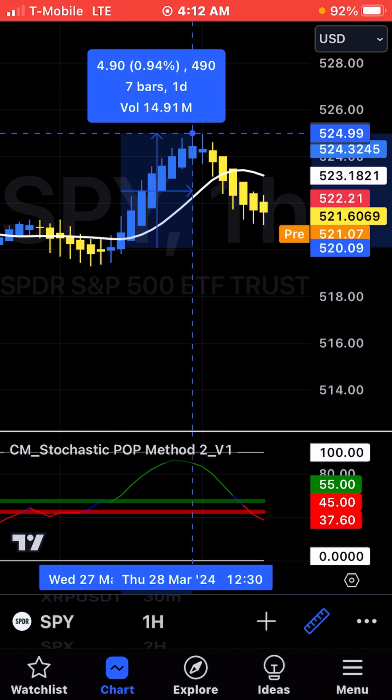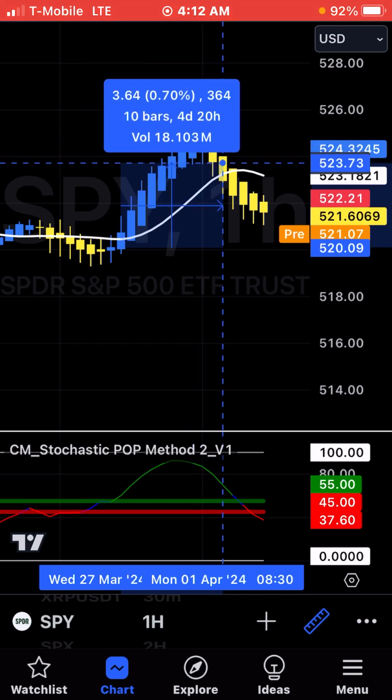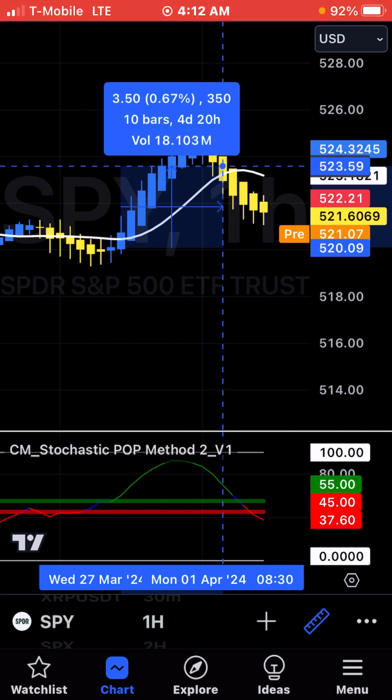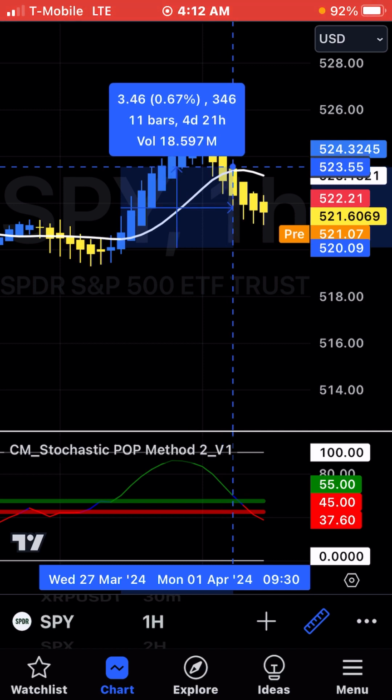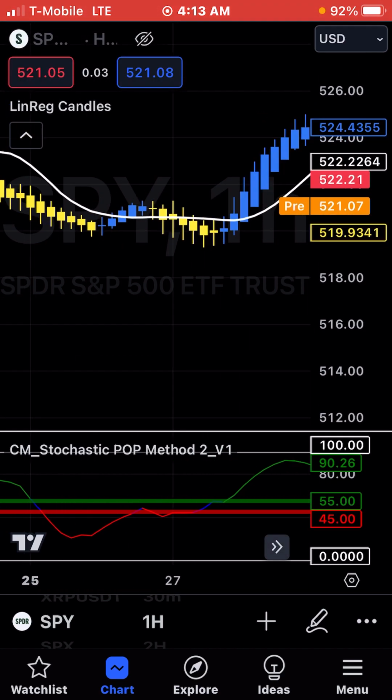But from here to here, this is about a $4.90 difference in price. So if you did a contract, that would be almost $500. If you rode it out to here until it touched the line, you would be looking at $346. So that's still profit right there. $346 right there. So let's look at a couple months.